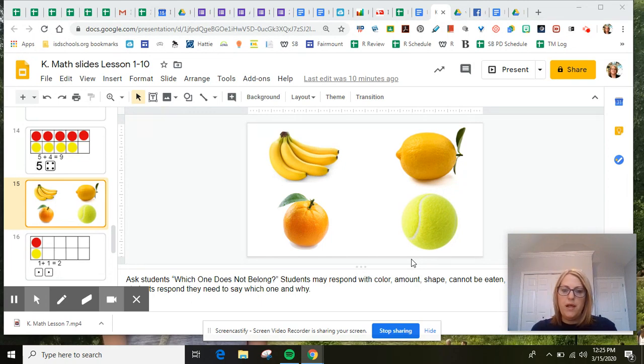Now, I want you to take a moment and see the pictures on your screen. There is a set of bananas, a lemon, an orange, and a tennis ball. And I want you to think which one does not belong.